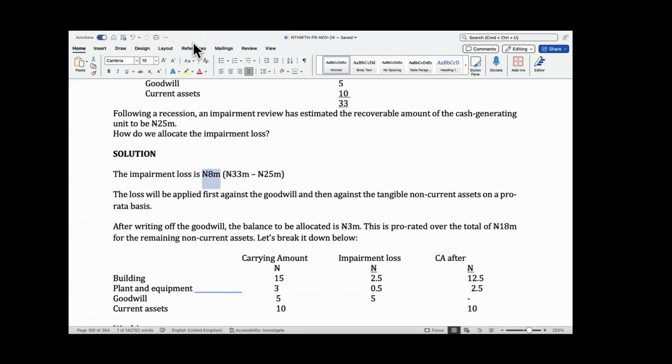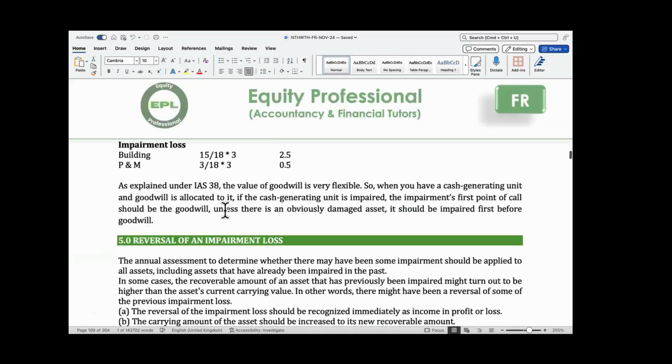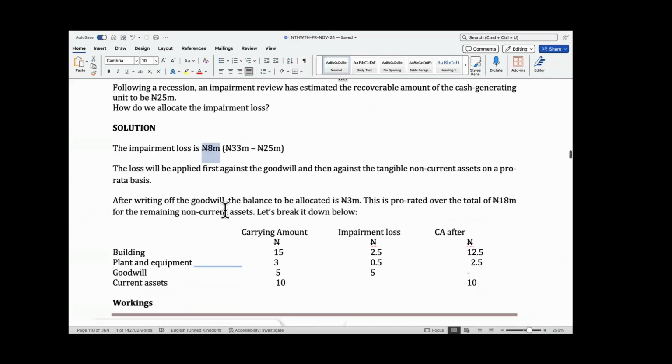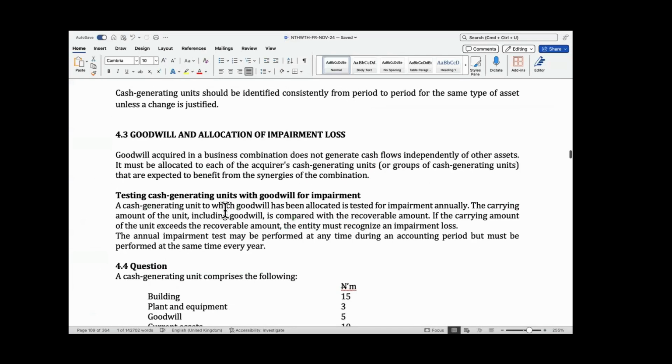Okay, now if you have a question now, you can ask, because we are done with the major principles in IAS 36. Any question?